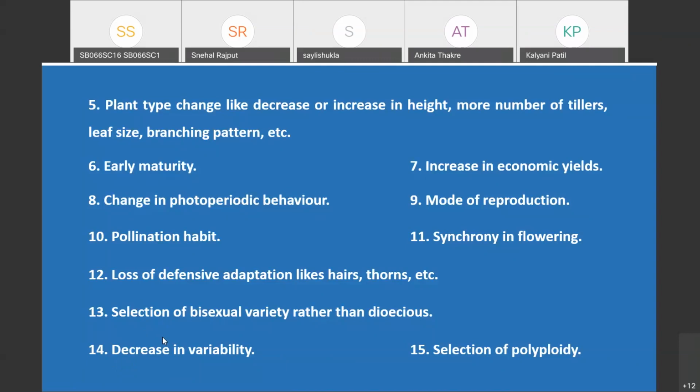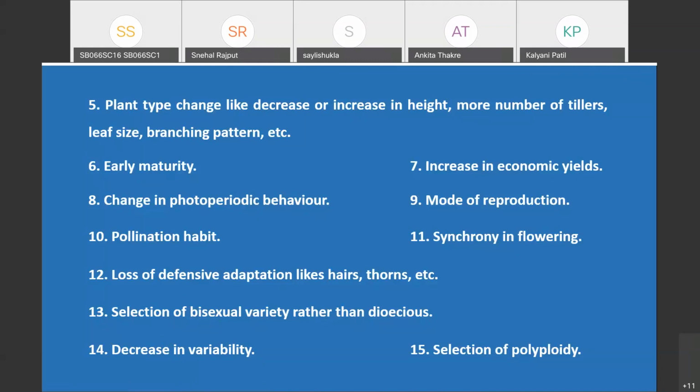Okay, decrease in the variability. There is a drastic decrease in the genetic variation in the plants, and that's why the variability within the variety or within the species drastically decreased. Okay, and the last one, here you can see the selection of polyploidy.